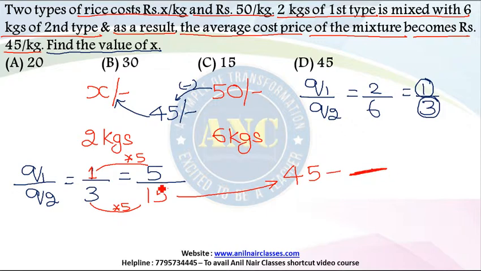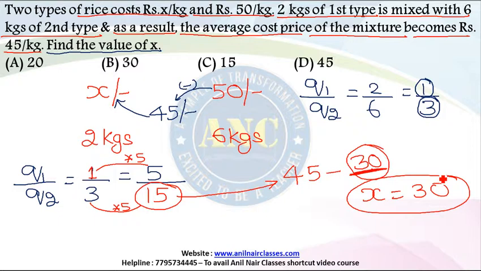45 minus which number will give you 15? 45 minus 30 only will give you 15. So X value is 30. Very easily you can solve all these questions, sir.